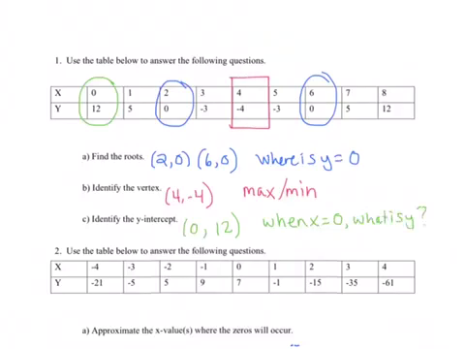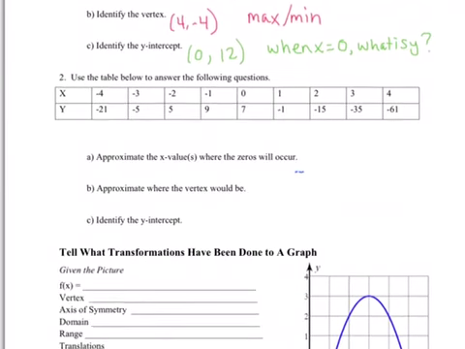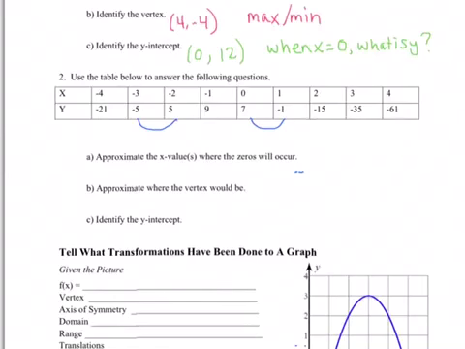Alright, let's try a little bit trickier example. So first thing is approximate the x values where the zeros will occur. Now this time when we look at our table, there are no places on the y chart where we have 0. But we do have a couple of places where there's a sign change, from negative to positive or from positive to negative. So your zeros are going to be somewhere in between there. I'm not going to be super picky about this answer, but because it's from negative 2 to negative 3, it's going to happen somewhere in between these two x values.